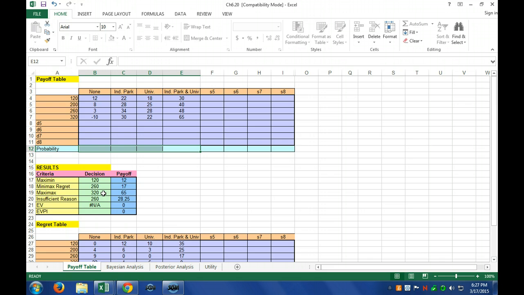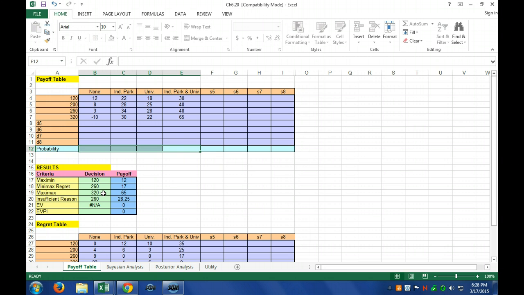This is no industrial park but a university. That's 40% times 30%. That gives us 12%. That's university only. And this is neither, right? 40% times 70% is 28%. Notice if I add those up, 18, 42, 12, 28, once again, they add to 100%.